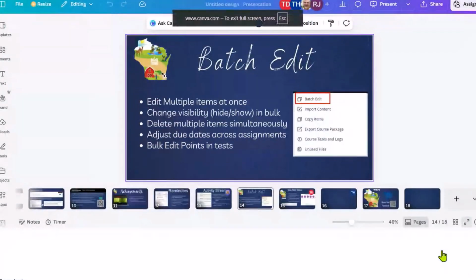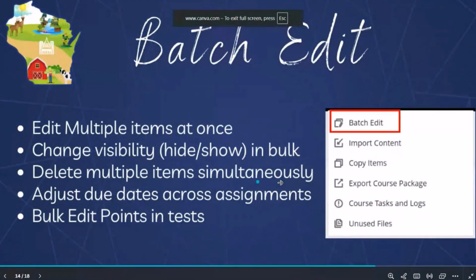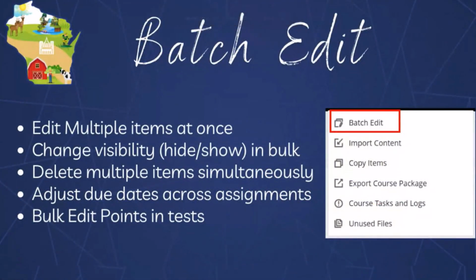My next area is on batch edit, and you can use batch edit for a couple of things within your course. One is to allow you to change the visibility of certain items in bulk in your course. You can delete multiple items, change the opening date, the date of the assignment, automatically in one big swoop as you are using this little feature.